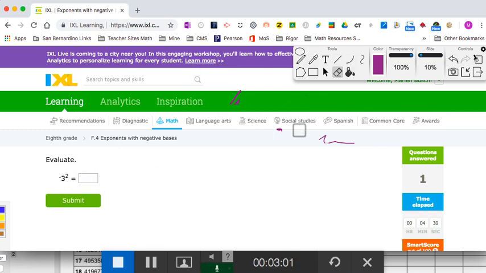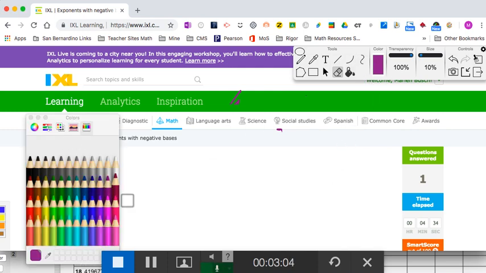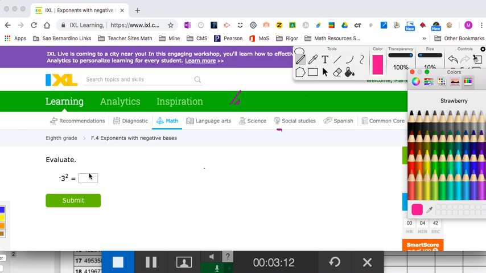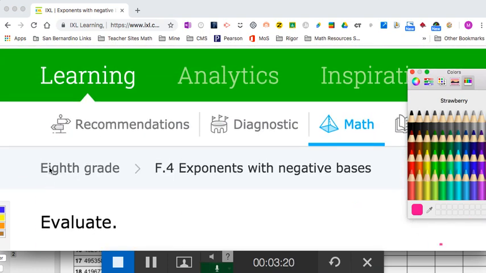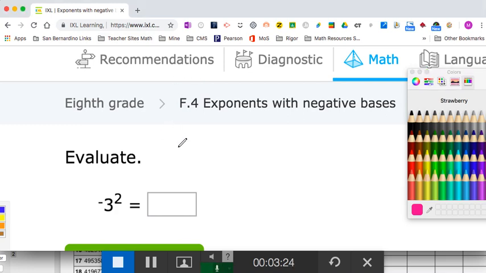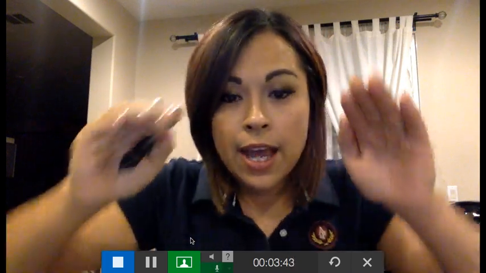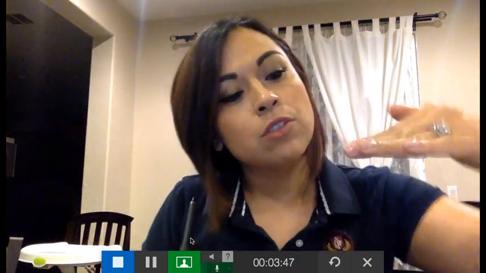Next problem. Okay, let's use a different color, because why not? Let's use pink. So what do we got here? Now here is something totally different. It's very different than what you saw before. Before, the -3 was inside the parentheses, right? This one, the negative is outside. It's not inside the parentheses, so this problem is different. It doesn't have parentheses, so the negative is just outside. So think about who's being squared. 3 is being squared, not the negative. Because if the negative was being squared, then you'd have parentheses.